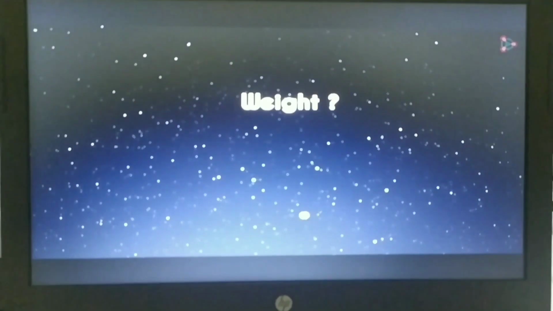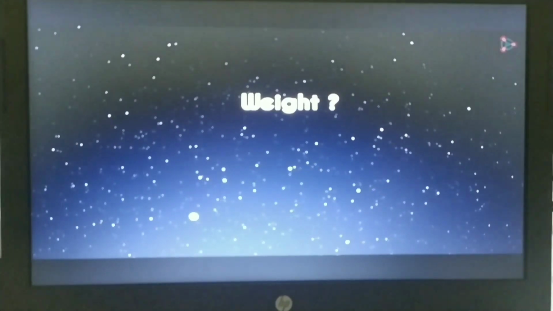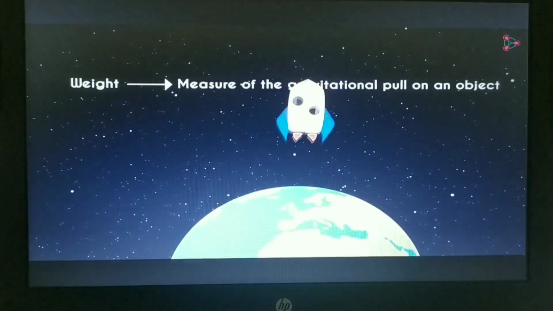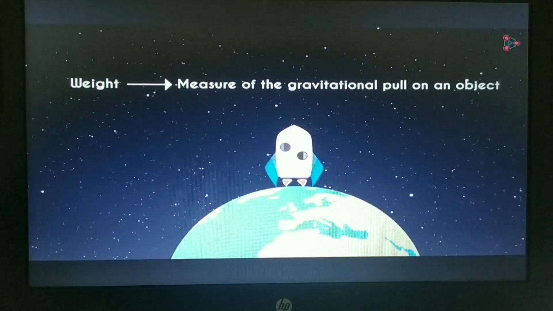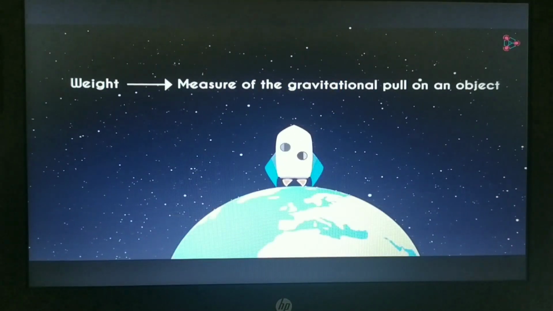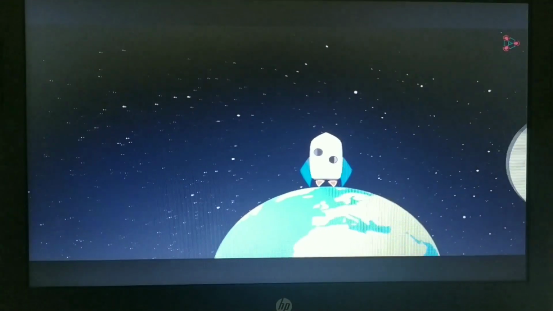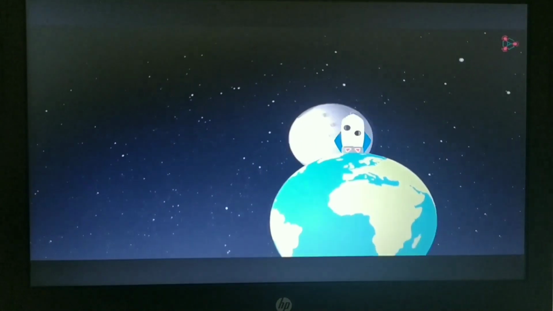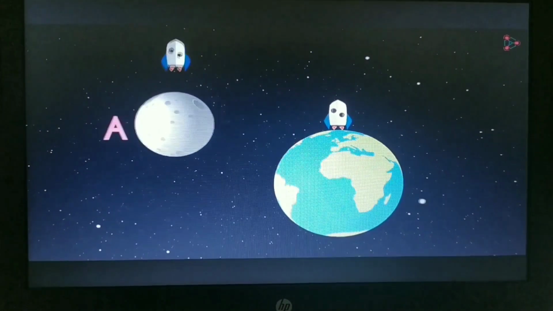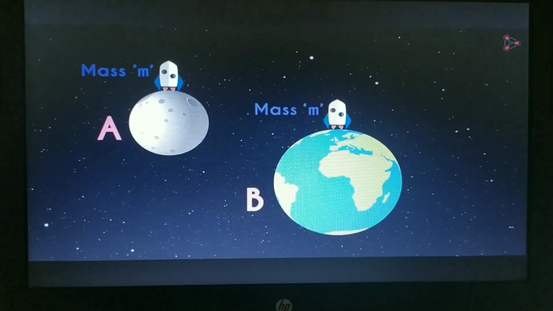Mass is nothing but the measure of how much matter an object has. Weight is a measure of how strongly gravity pulls on that matter. It's the measurement of the gravitational pull on an object. Let's understand this using a simple example. Say there are two places, place A and place B, and there's an object of mass m.